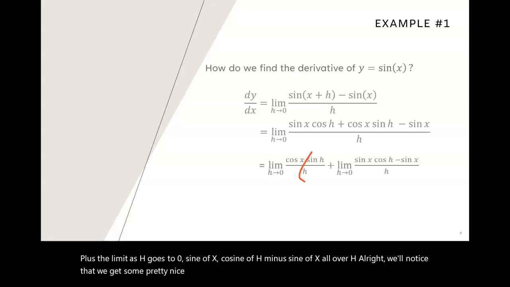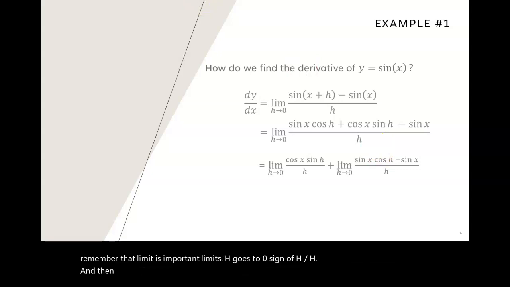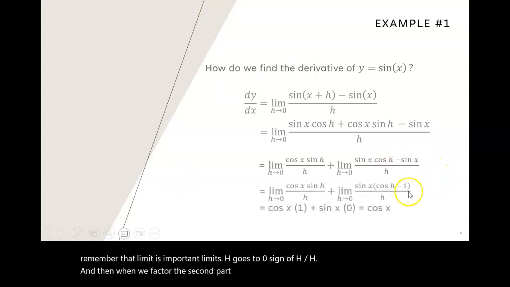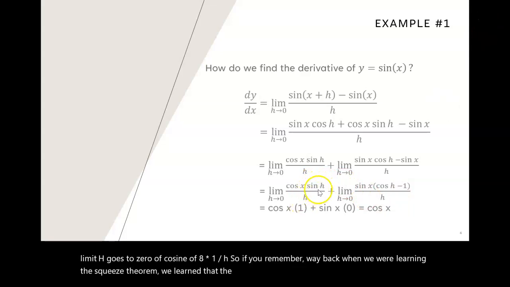So if you remember, that limit is important: the limit as h goes to 0 of sine of h over h. And then when we factor this second part, we'll see another limit that's important, and that's the limit as h goes to 0 of cosine of h minus 1 over h. So if you remember way back when we were learning the squeeze theorem, we learned that this limit right here, the limit as h goes to 0 of sine of h over h, is 1.